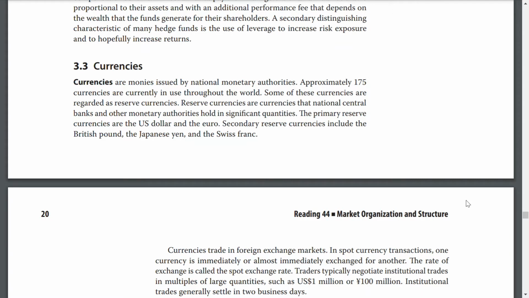Approximately 175 currencies are currently in use throughout the world. Some of these currencies are regarded as reserve currencies. Reserve currencies are currencies that national central banks and other monetary authorities hold in significant quantities. The primary reserve currencies are the U.S. dollar and the euro. Secondary reserve currencies include the British pound, Japanese yen, and Swiss franc.